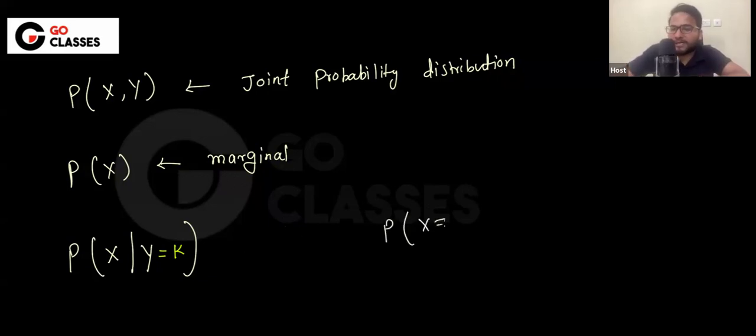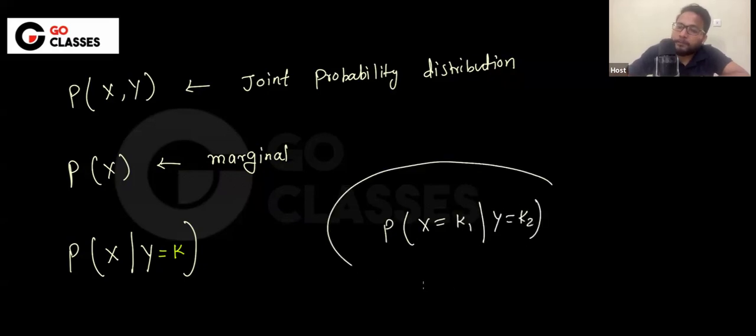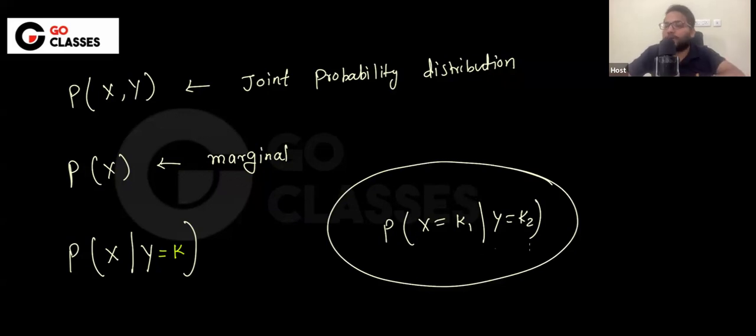What I mean to say, I can say x equal to, let's suppose, k1, given that y equal to k2. Tell me, will it be just a complete distribution by itself, or it will be just one number? If I denote like this, what do you think? Given that y equal to k2, what is the probability that x is k1? So I think it will be just a number, right? Just a single probability. Is this okay to everyone?